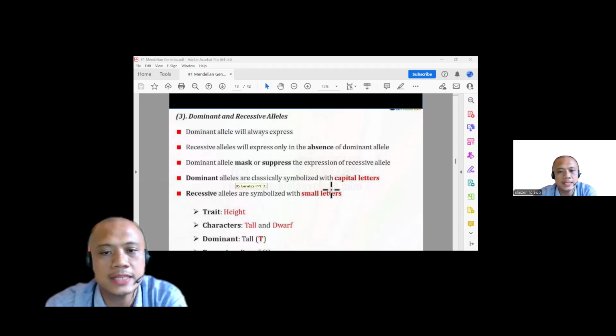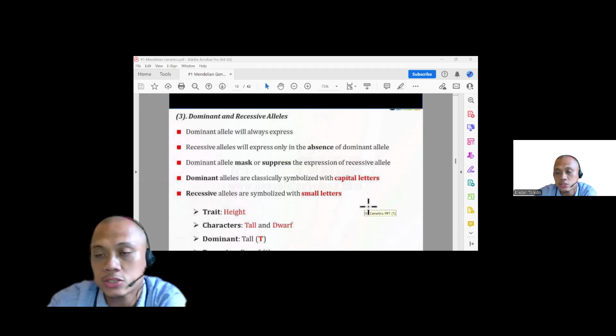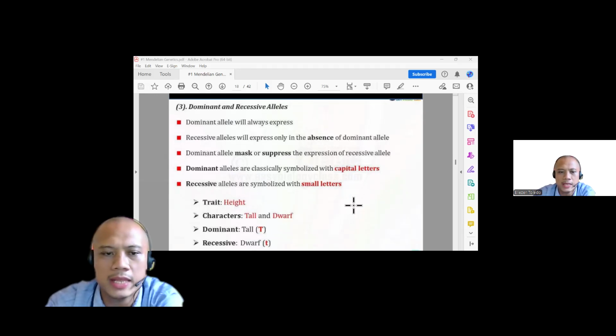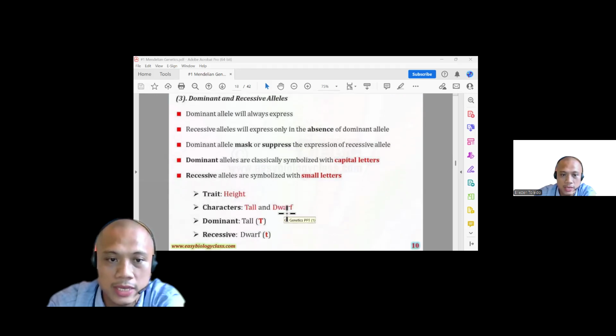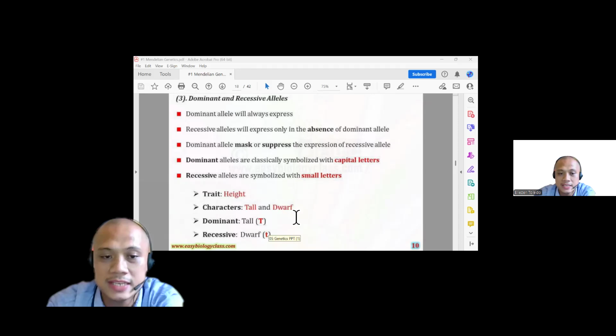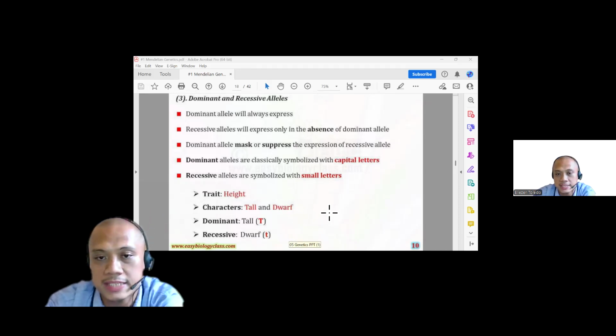Dominant alleles are classically symbolized with capital letters. Remember the capital S and the small s? The dominant should be expressed in capital letters, and the recessive alleles will be in small letters. Now, in terms of height, you can have tall and dwarf. Considering tall is the dominant trait, we carry it as a capital letter, while the small letter would represent short or dwarf, as stated in this example.